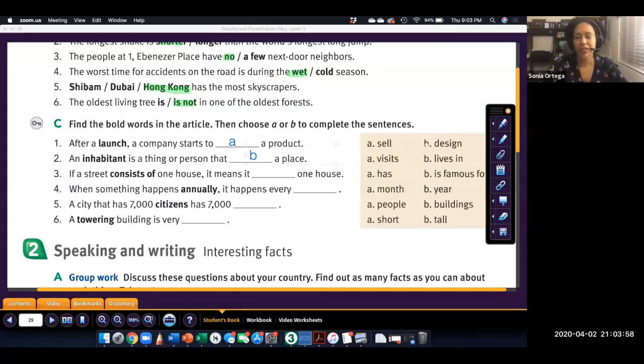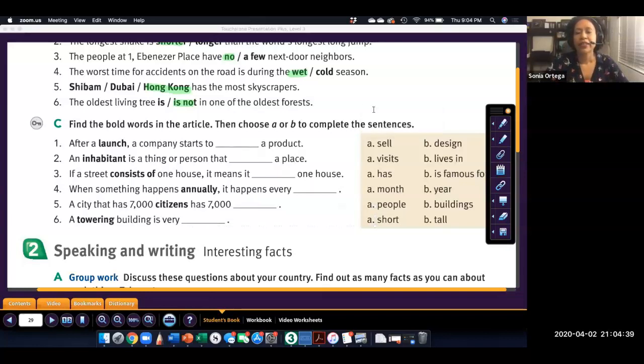Number 3, consists of means has, so the answer is A. Number 4, annually is another way to say every year. Number 5, citizens are the people who live in a place. So the answer is A. And then number 6, towering means tall, very tall. So if you have any questions on this, please let me know.